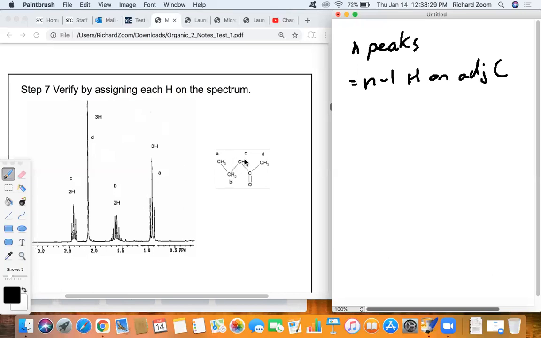B and C are both CH2s. If you look at C, that CH2 has 2 adjacent hydrogens, so that would be that one there with the 3 peaks. And this CH2 has 5 adjacent hydrogens. 3 plus 2 is 5, which is why this one has 6 peaks. So that's how we can use the multiplicities to do that as well.